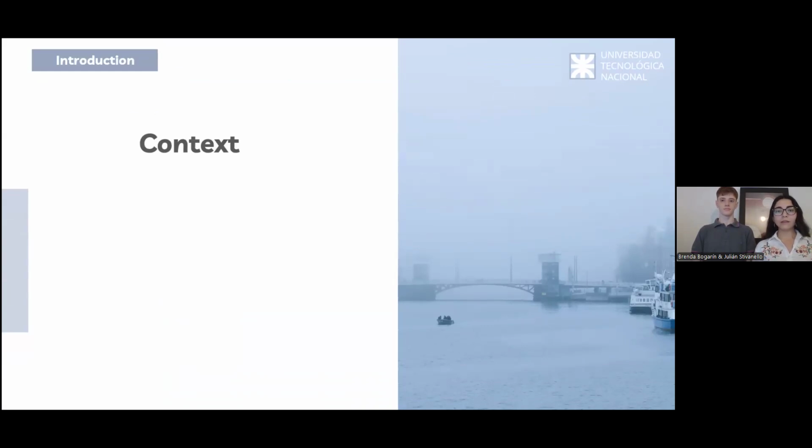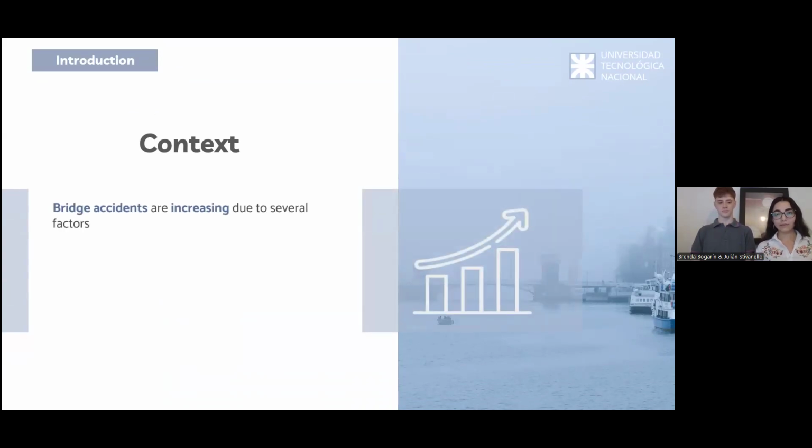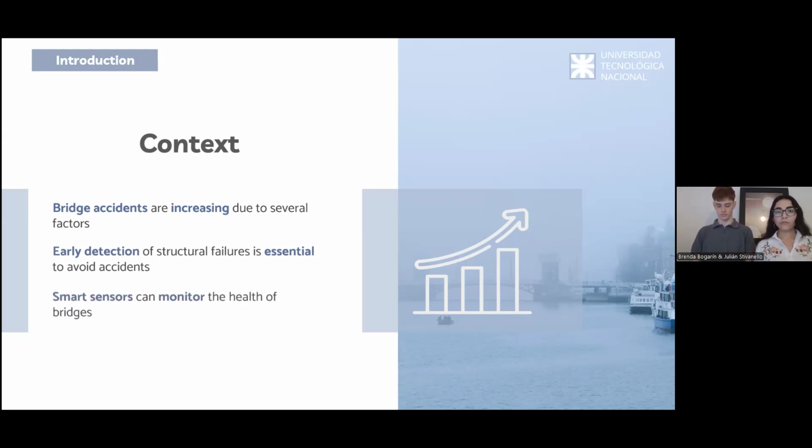Nowadays, the number of accidents that occur in the world in terms of civil structures, specifically bridges, is substantially rising. There are different factors that can affect the properties of the materials, such as aging, climate change, and the daily loads that the structure has. As a result, the early detection of these structural failures has become highly important to avoid these accidents. Then, the structural health of the bridge can be monitored by smart sensors, which is a technology that can provide reliable information about the structural integrity of the bridge.